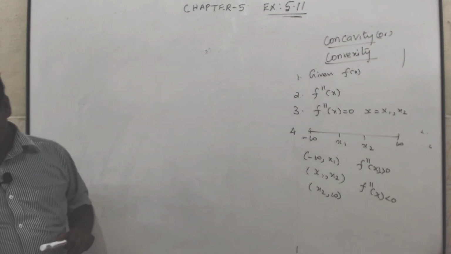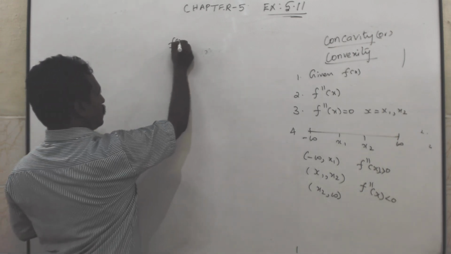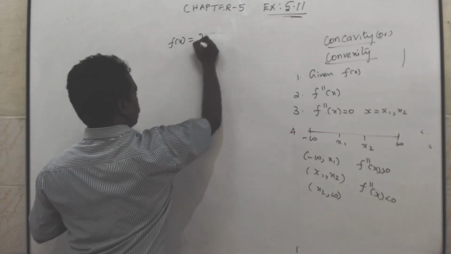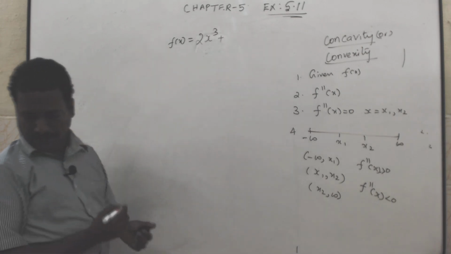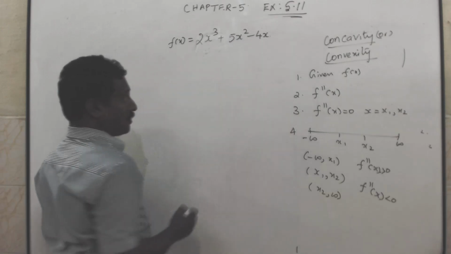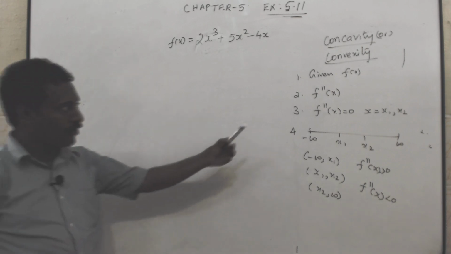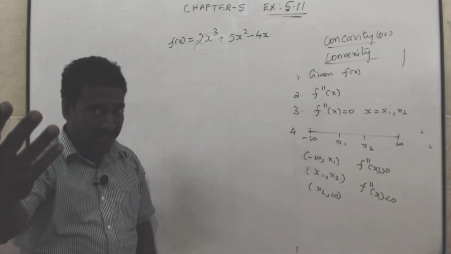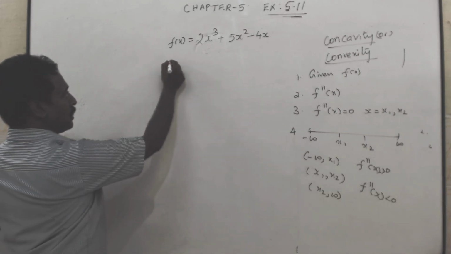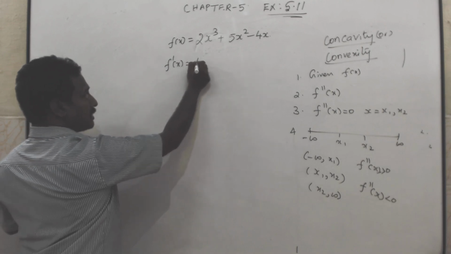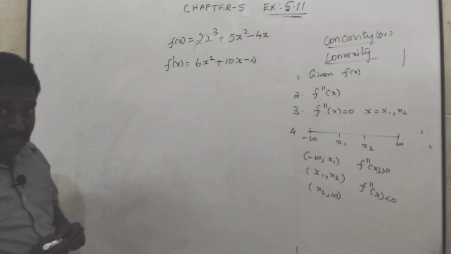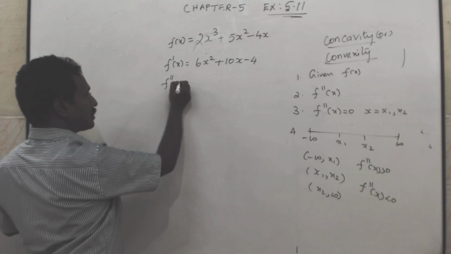Question number 3. F of x is equal to 2x cube plus 5x square minus 4x. What is the next step? What we have to find out? F double dash of x. We cannot go directly to f double dash of x. First step, then second step. What is the first one? F dash of x, 6x square plus 10x minus 4. What is the next step? F double dash of x.